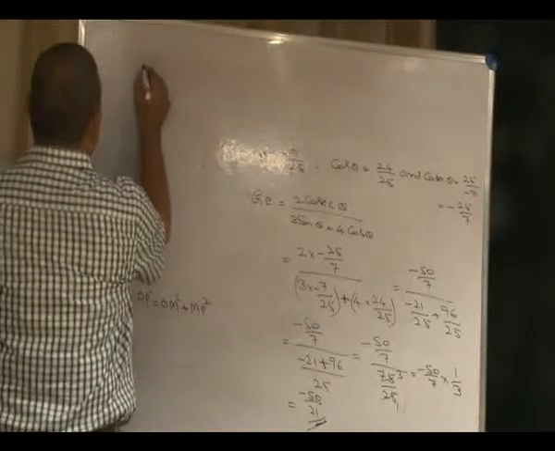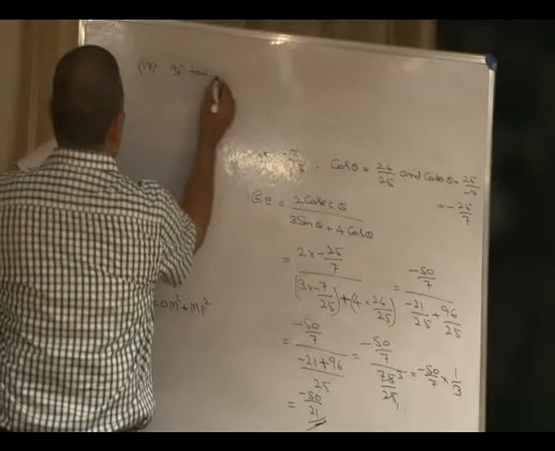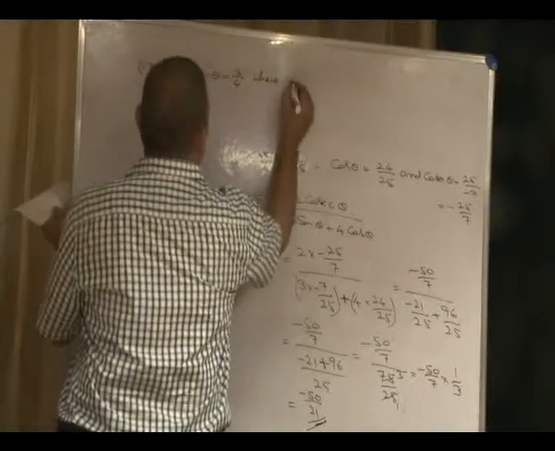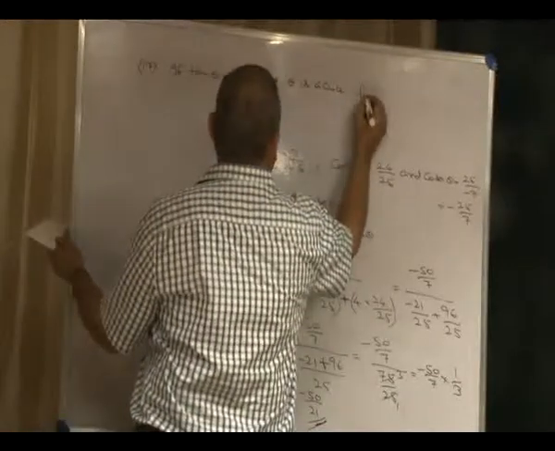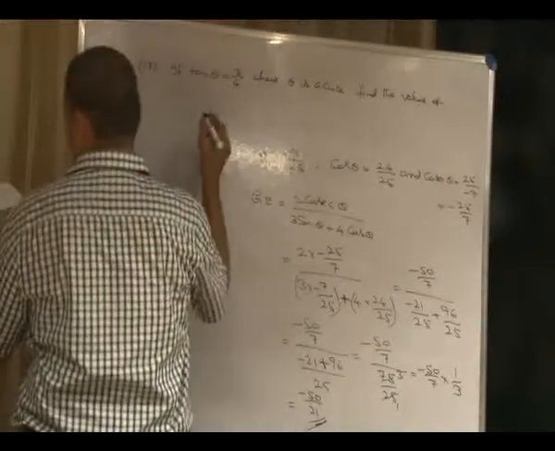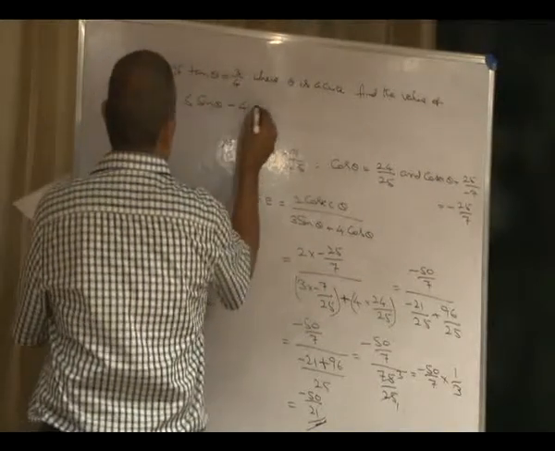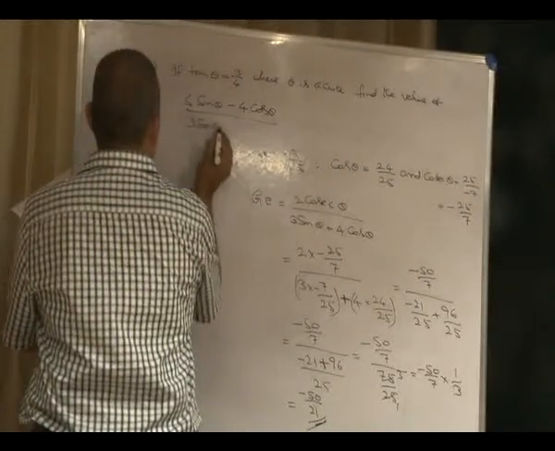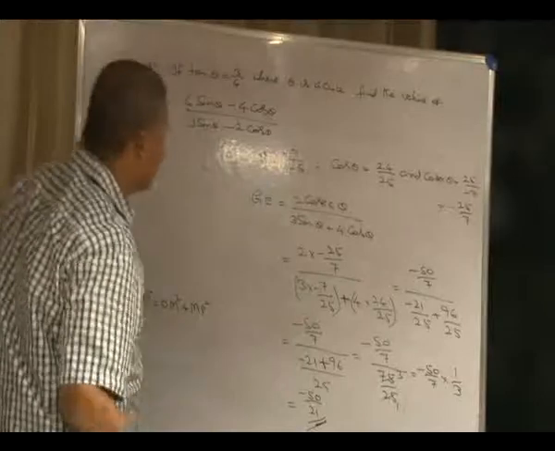The last problem in this chapter is: if tan theta equals 3 by 4, where theta is acute, find the value of 5 sin theta minus 4 cos theta by 3 sin theta minus 2 cos theta. Theta is acute, which means it comes under the first quadrant.